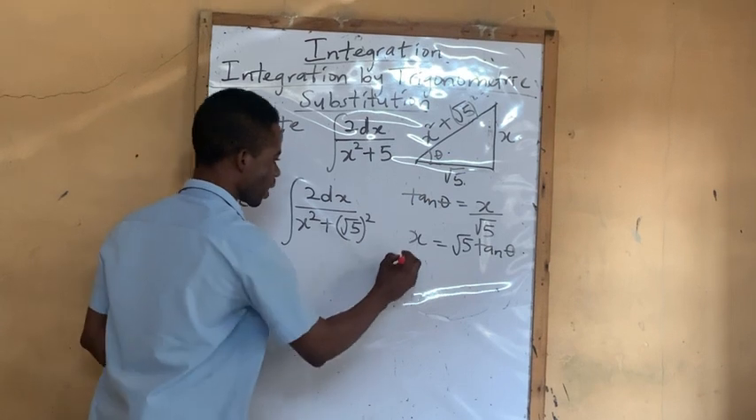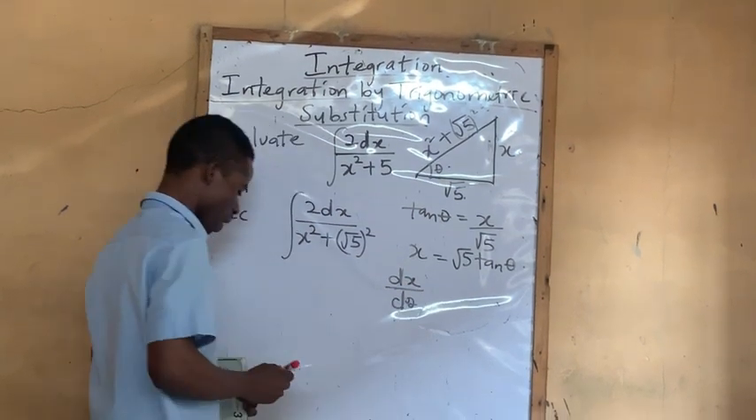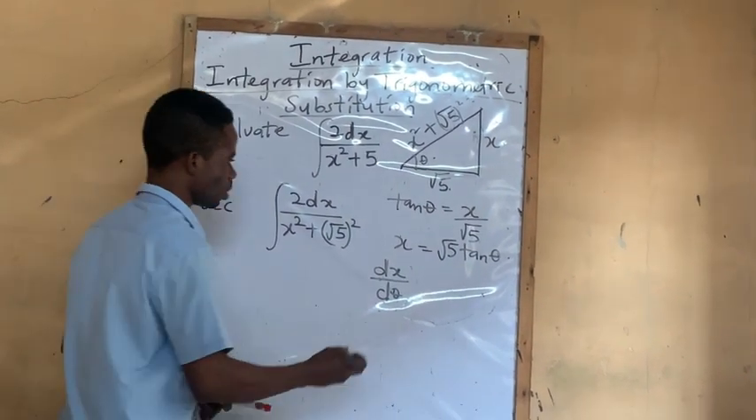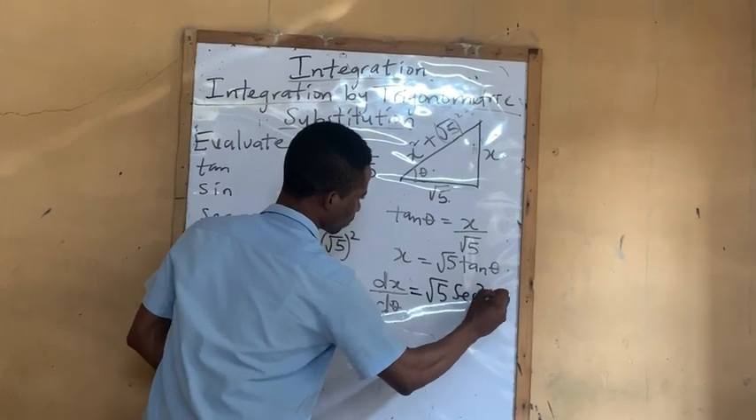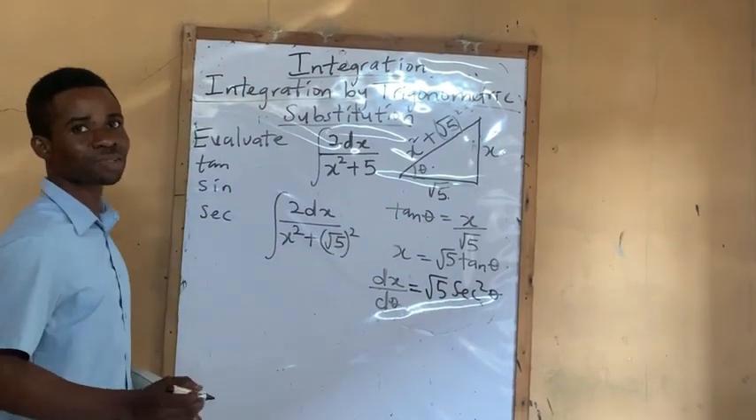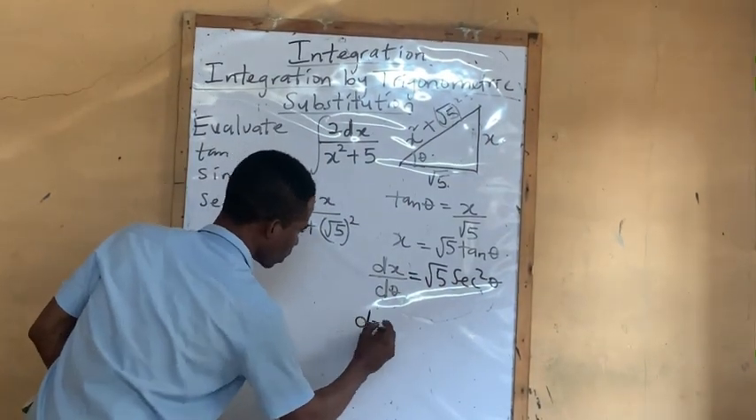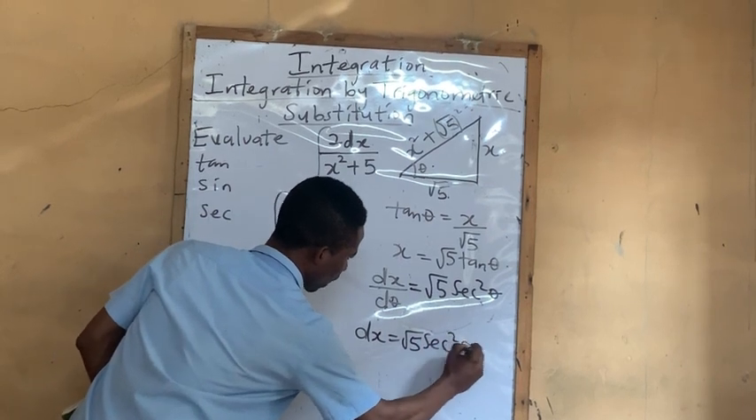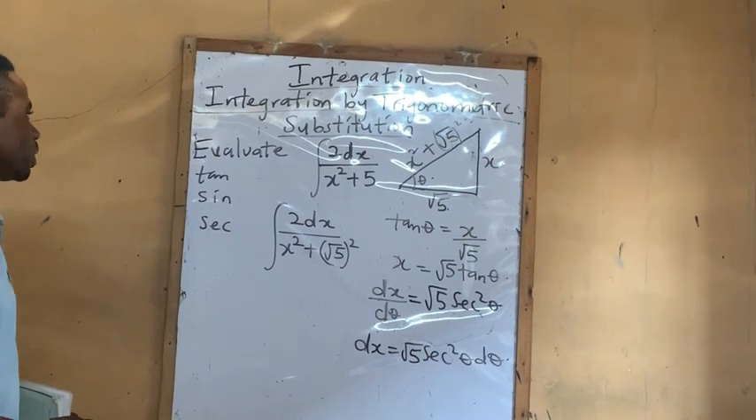That means my ds d theta is going to give me root 5 sec squared theta, since the derivative of tan theta is sec squared theta. So by cross multiplying, dx will give me root 5 sec squared theta d theta. So that is what my ds will give me.